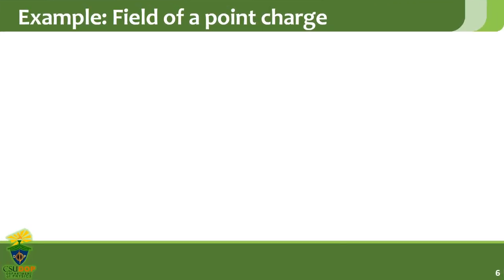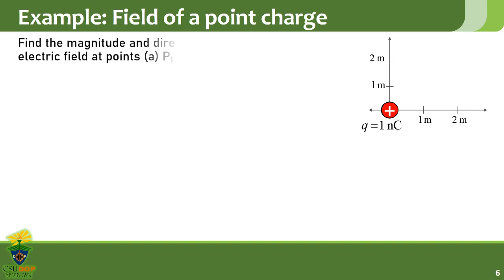Let's now have an example. Suppose we have a positive 1 nanocoulomb point charge located at the origin. We are then asked to find the magnitude and direction of the electric fields at point P1, which is located at x equals 2 meters, and at point P2, which is located in quadrant 1.